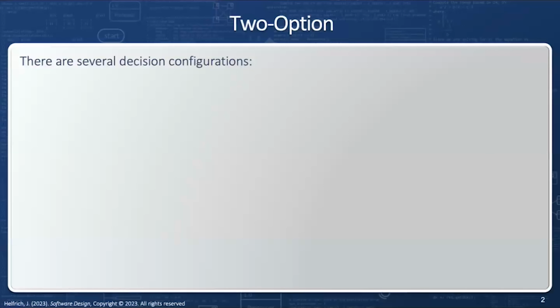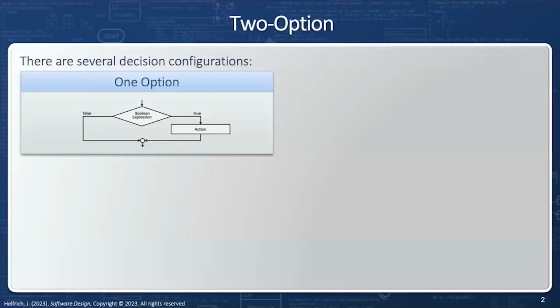Hello, I'm James Helfrich. Decisions are one of the most common things we implement in code, and one of the most common scenarios is when there's two options, option A or option B. It turns out that option A and option B are not equal. This video will explain why that is and how to optimize your code so it runs more effectively in the scenario.